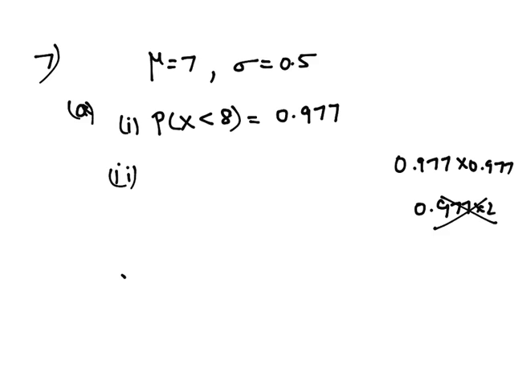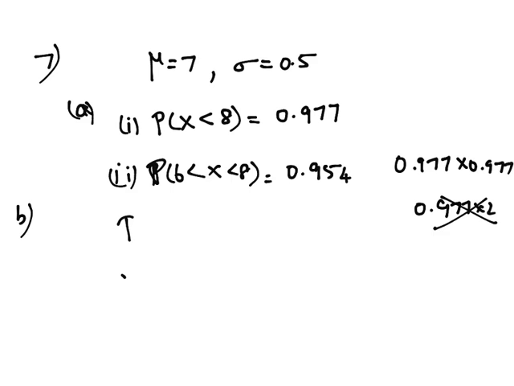Now let us look at the second subdivision. What is the probability that the biscuit weighs between 6 and 8 grams? So again, go to this one. Lower is 6, upper is 8, and sigma and mu are same. So the answer is 0.9544. Now subdivision B. 5% of the biscuits in the box weigh less than d grams.